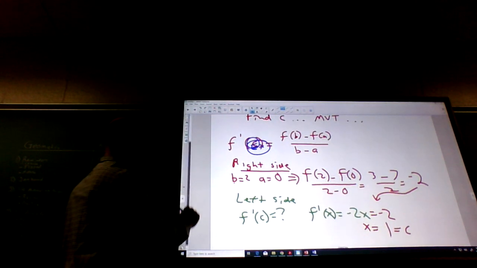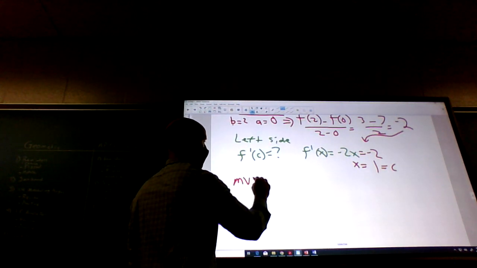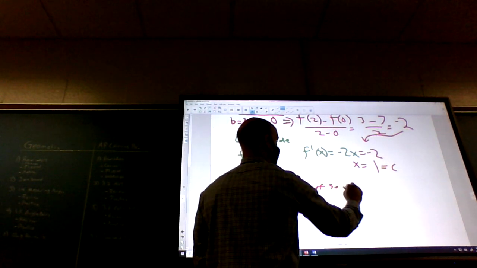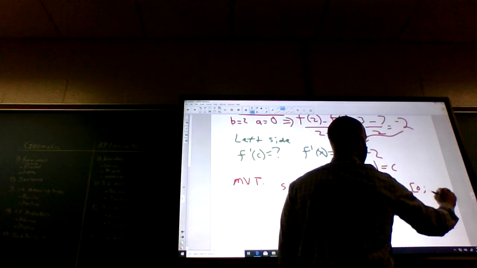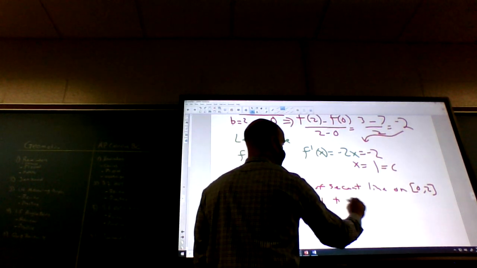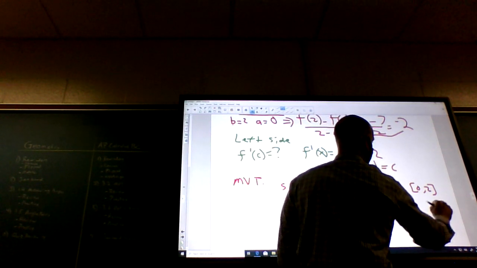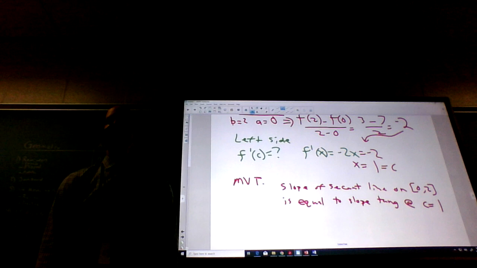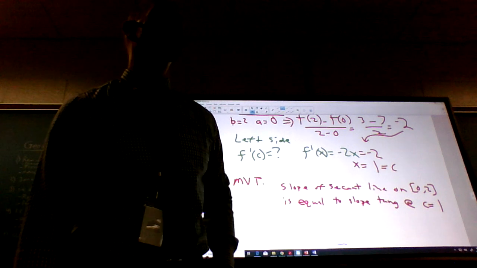So what I'm telling you is the following. What the mean value theorem is telling me is that the slope of the secant line on the interval 0 to 2 is equal to the slope of the tangent line at c equals 1. That's what it's telling me. And we can verify that. Yes? What's c? c is the x value.